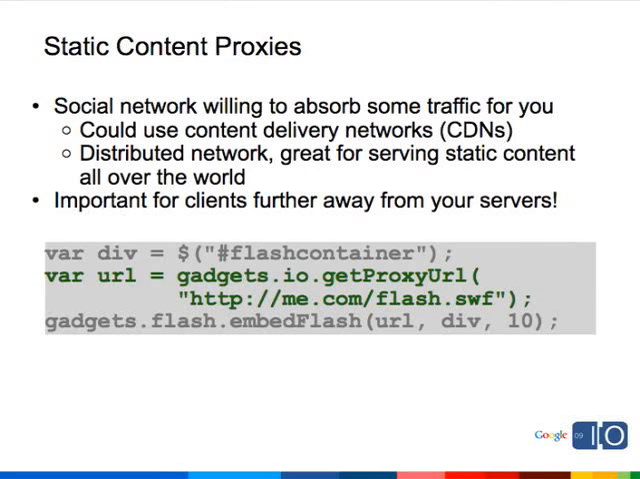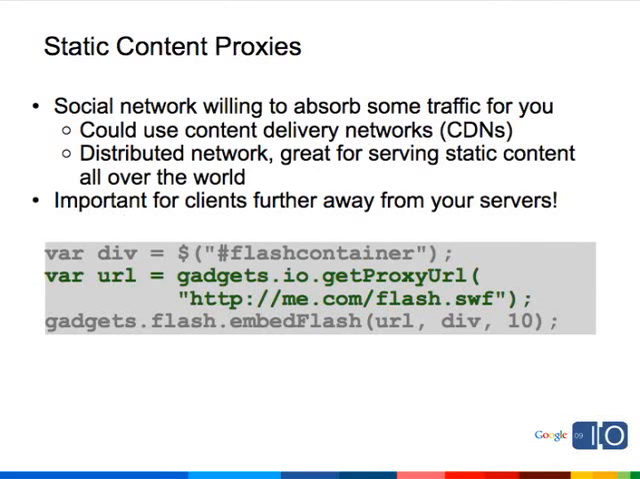So along that line, OpenSocial offers a feature called a static content proxy. The idea is that a social network is willing to absorb some traffic for you. They're actually willing to host some files on your behalf, and there's nothing you really need to do to sign up or use this except rewrite some of your URLs to take advantage of the service. Some social networks host these files on CDNs, which are content delivery networks. Basically, it's a set of distributed servers that are very heavily optimized for delivering static images and assets to your end users. So first of all, these servers are very close to your end users, and when the user requests an image or a flash file or whatever, it actually goes to a server that's closest to it, and then the latency is much quicker.